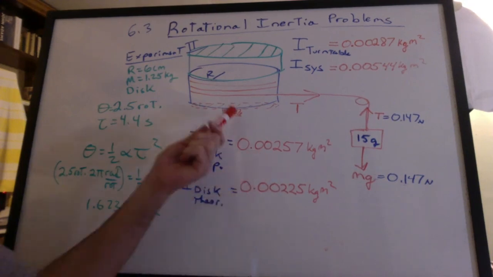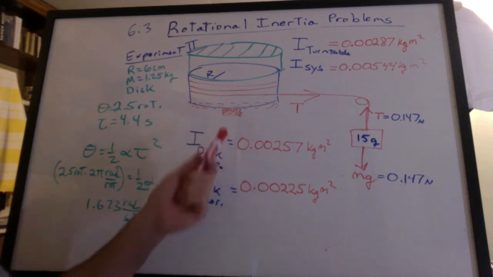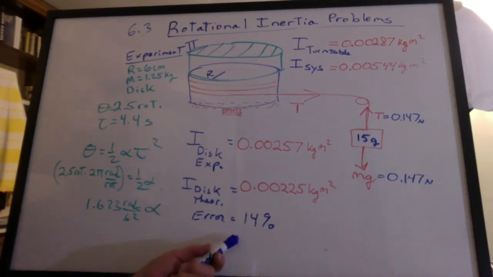Now, why? Probably because there's friction here. Friction would lead you to believe that there's more inertia. It would be harder to move. And that's about a 14% error.